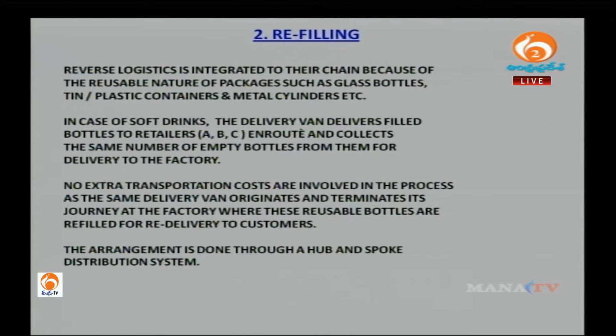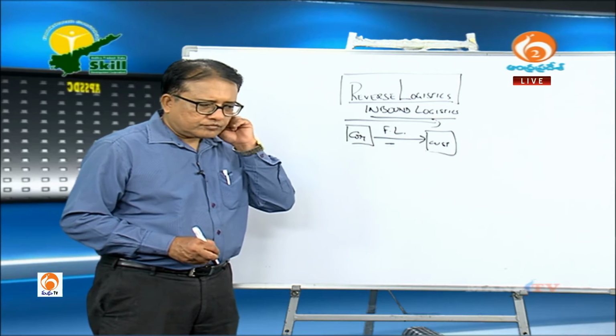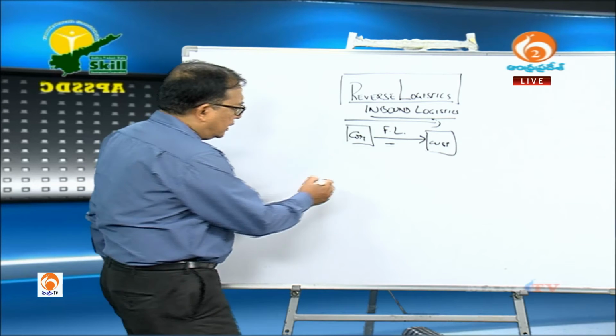In case of soft drinks, the delivery van delivers the filled bottles to retailers en route and collects the same number of empty bottles from them for delivery to the factory. No extra transportation cost, the same delivery van, originating and terminating refill. The arrangement is done through a hub and spoke distribution system. So, if you just see over here, refilling is a process of reverse logistics. But how is refilling done efficiently to ensure no additional cost? Now, this is the bottling plant.